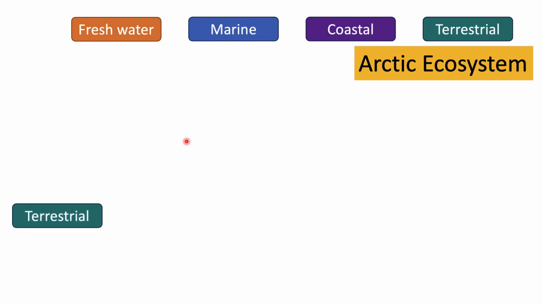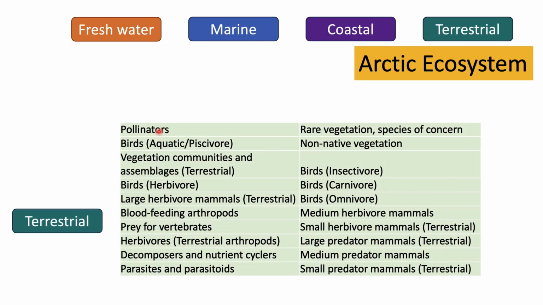And when we look at the fourth one, which is the terrestrial system, we have pollinators, birds and vegetation communities and assemblages all present. Among birds, we have insectivores, carnivores, omnivores and herbivores. All types of birds are also there. So, all these things live in the terrestrial ecosystem. And we have small predator mammals, parasites, parasitoids and everything else living here.